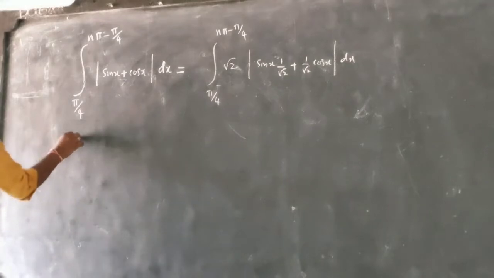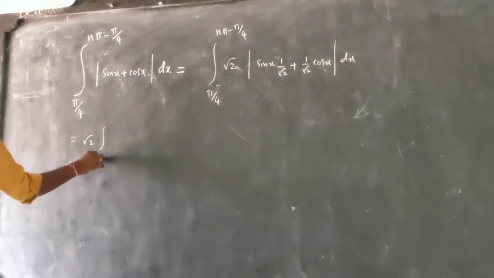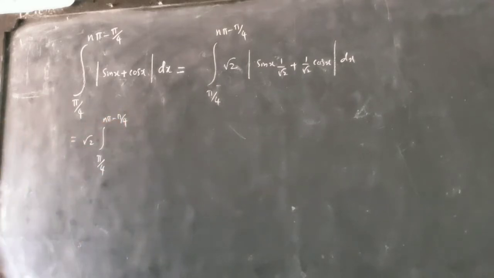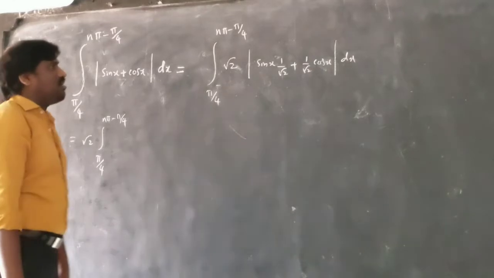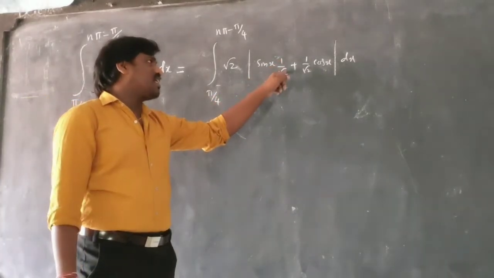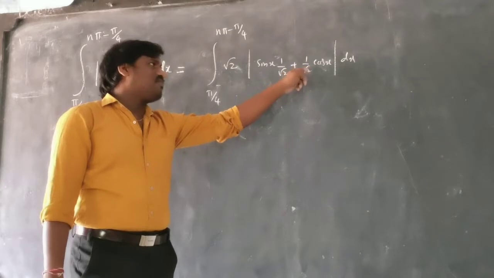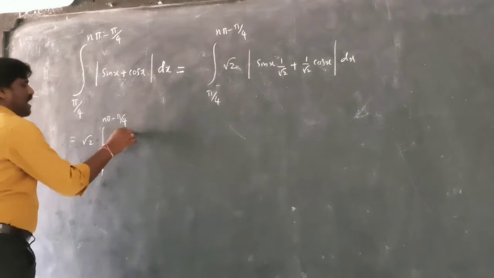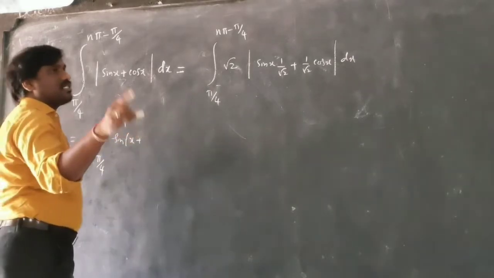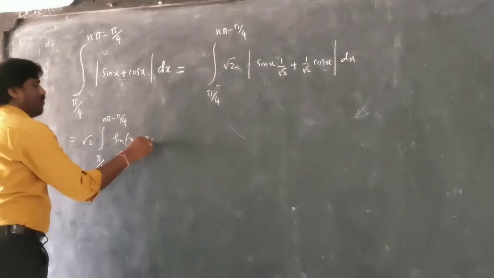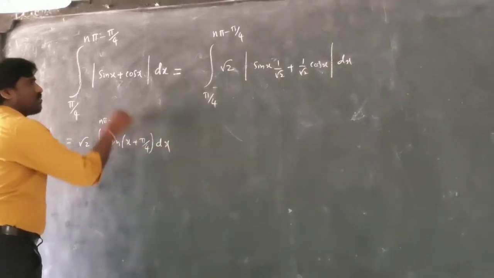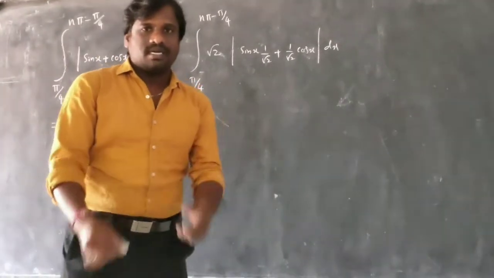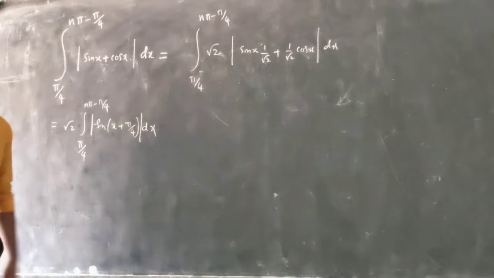Okay, look here, this is the question. Root 2 comes out of the integration from pi by 4 to n pi minus pi by 4. Now 1 by root 2 is cos 45 and sin 45, so I can write it using the sin a plus b formula: sin of x plus pi by 4, dx. See here, this question has now become very simple. That is the beauty of mathematics, and most of definite integration is beautiful.